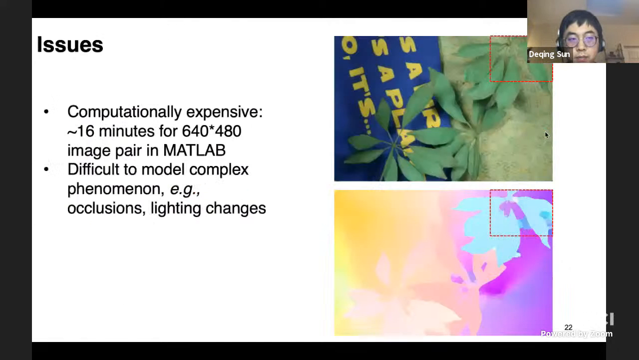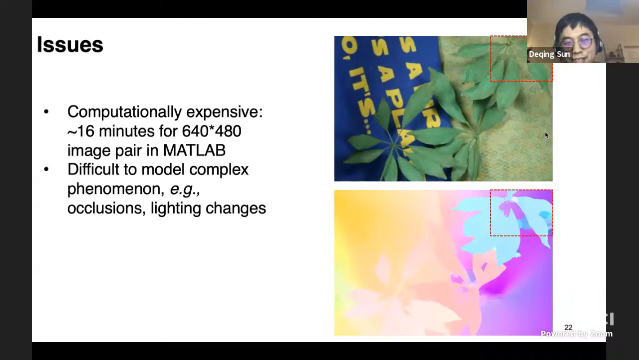But classic plus NL also has its own problems. First, it is very computationally expensive. When it first appeared, it took about 60 minutes for a 640 by 480 image pair in MATLAB. So usually people will turn away after I tell them how slow the method is.